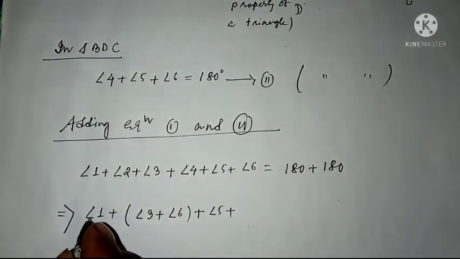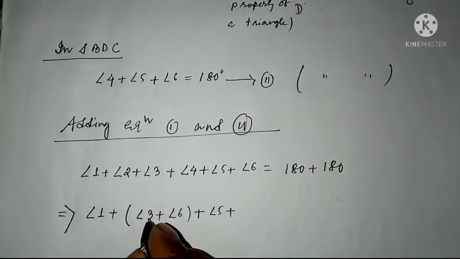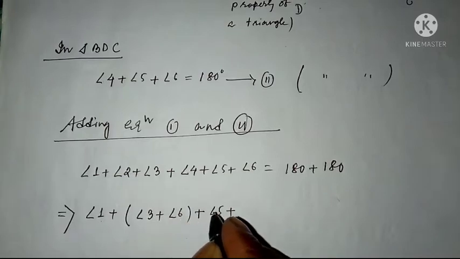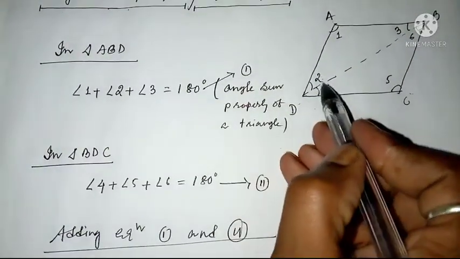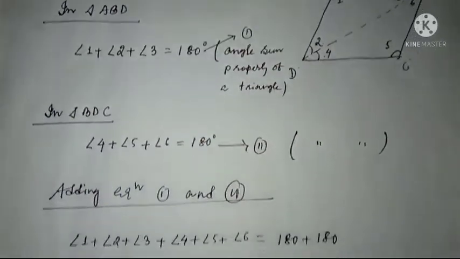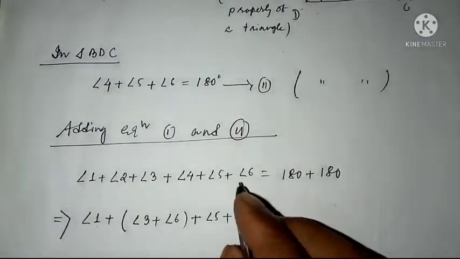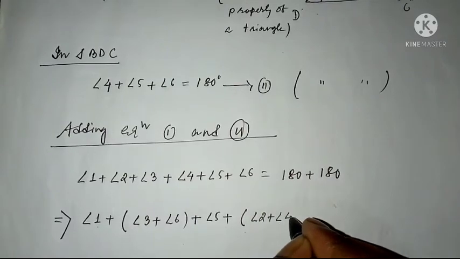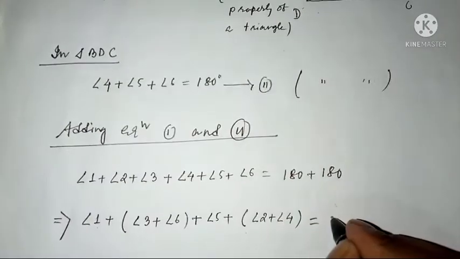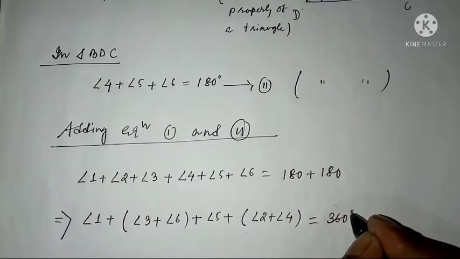Now 1 means this is your A, 3 plus 6 means B, and this is your C. Next I need to write your D. D means the combination of 2 and 4. So you write this 2 and 4 together, angle 2 and angle 4. So 180 plus 180, that is your 360 degrees.